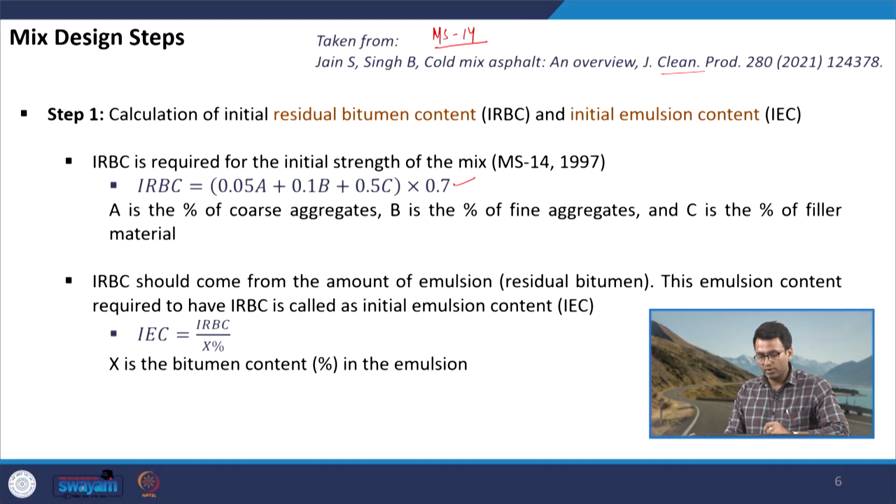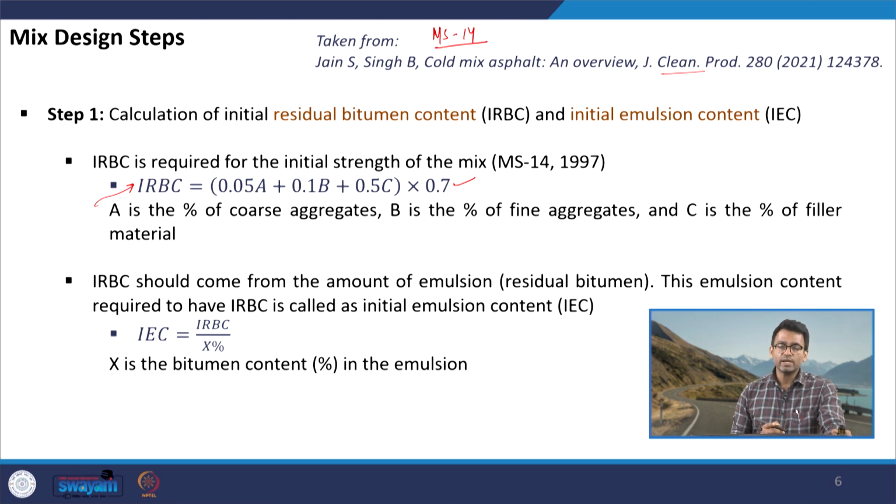So, therefore, the initial residual bitumen content is very important, and it is determined using an empirical formula which is shown here. The empirical formula is 0.05A + 0.1B + 0.5C, multiplied by 0.7. Here A is the percentage of coarse aggregates, which are materials larger than 2.36 mm, B is the percentage of fine aggregates, and C is the percentage of filler, which are material less than 75 micron ideally. So, using this empirical formula, first we will determine the initial residual bitumen content.